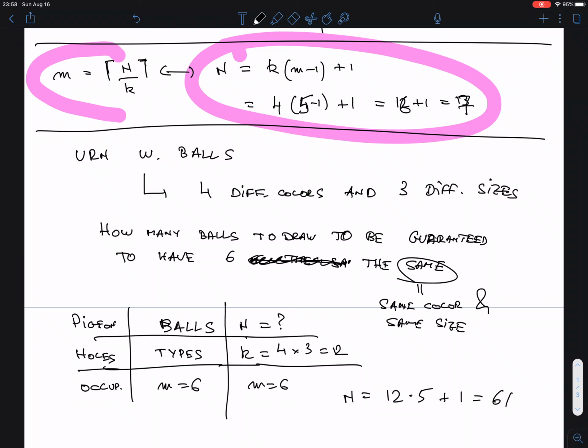And so let's think about it. If I have only 60 balls, then what could happen is there are 12 different types, and I could have 5 balls of each type. And that would be 60 balls, right? And then I would not fulfill my condition.